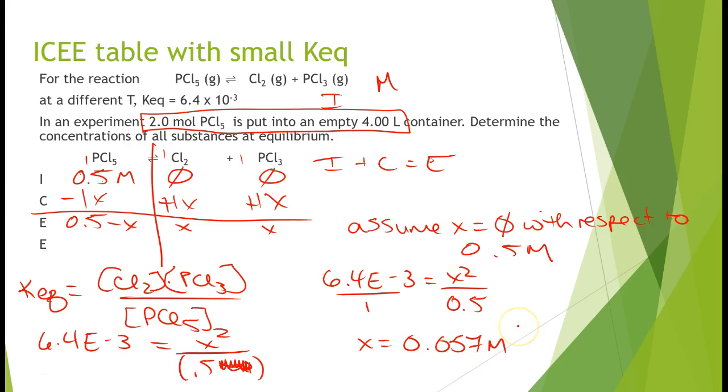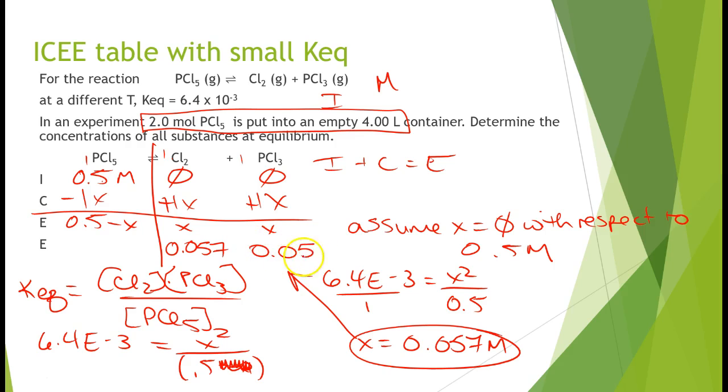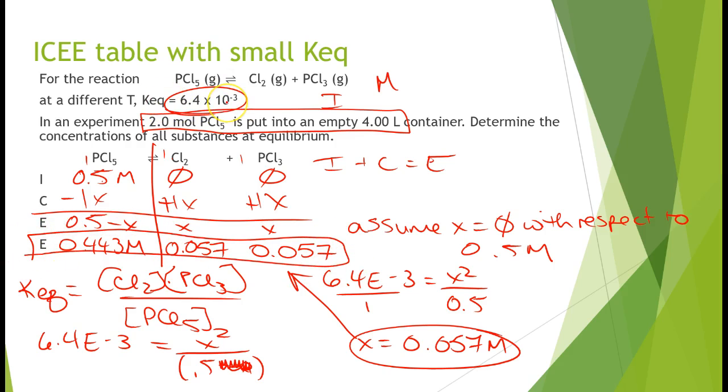And you get x equals 0.057 molarity. And again, x is not the solution. We need to do the end values. 0.057, 0.057, and then if I subtract it from my 0.5 value, I end up with 0.443. Okay? And so that's what you're looking for. You only need to do this if this number is really small and you don't have a perfect square. Okay, but we're going to be doing a lot of this when we get to weak acids.